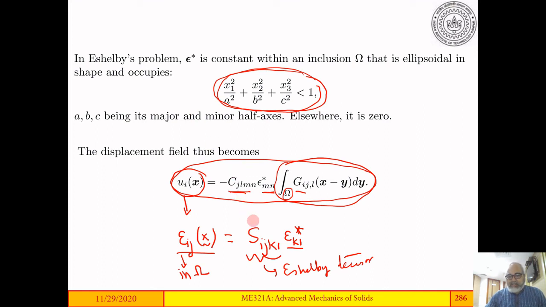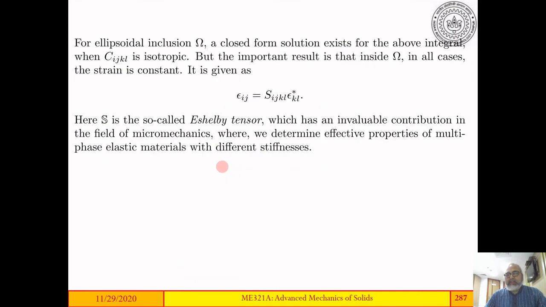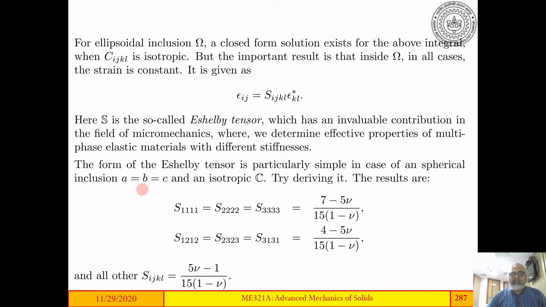So that is Eshelby's main result. The tensor S has been tabulated for many shapes of ellipsoidal particles, and it does not depend on the properties of the particle. It depends only on the properties of the matrix. For example, for spherical particles, when A is equal to B equal to C, these are the simple expressions for S, which depend only on nu, the Poisson's ratio of the matrix. So it does not depend on the properties of the particle at all.